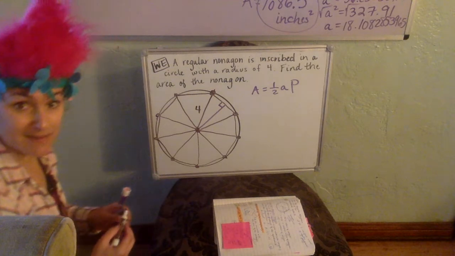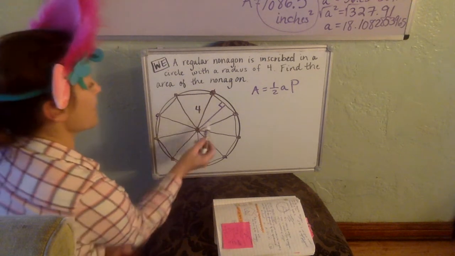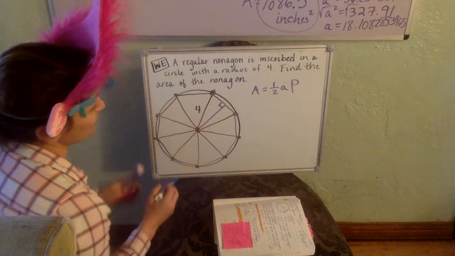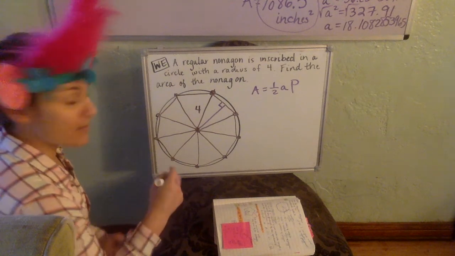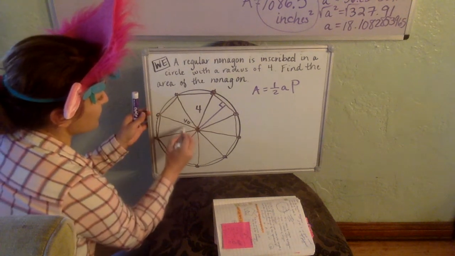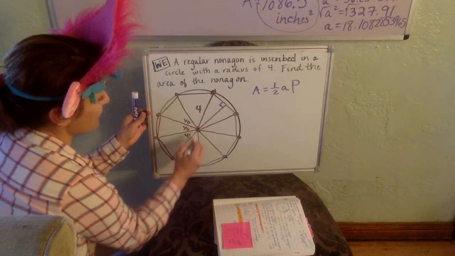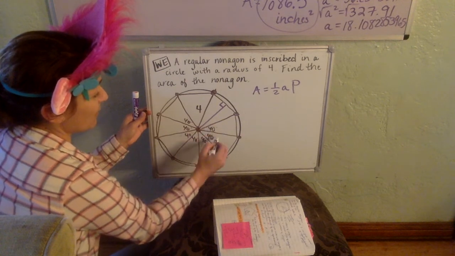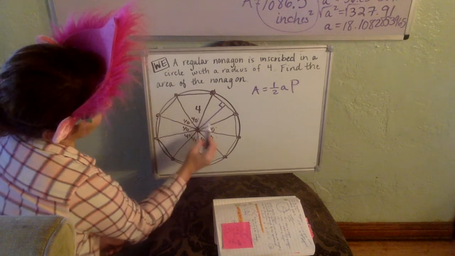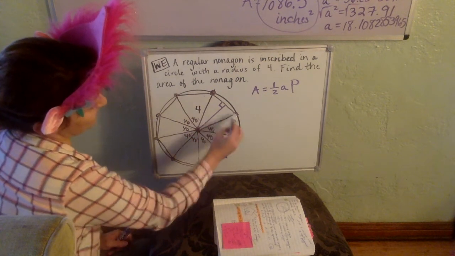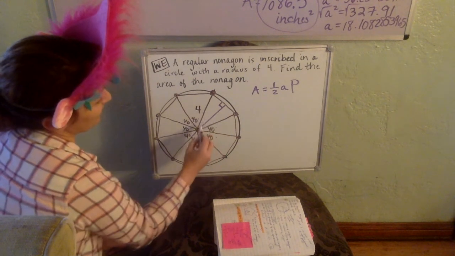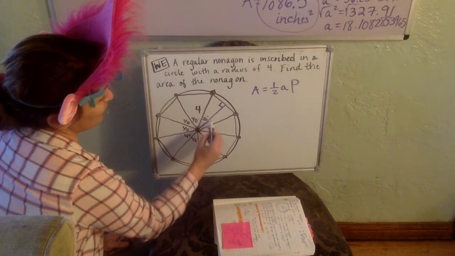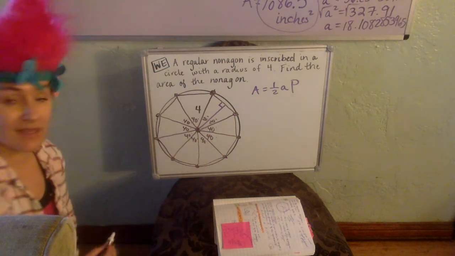Good, 360, right? Okay, so if we have 9 slices to go all the way around a circle, 360 divided by 9 means each of these central angles has got to be 40, right? 40 all the way around, including this slice right here. And then it's cut in half, which means this is 20, and so is this.